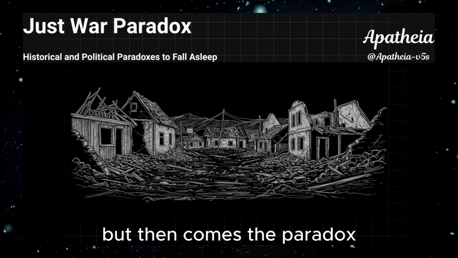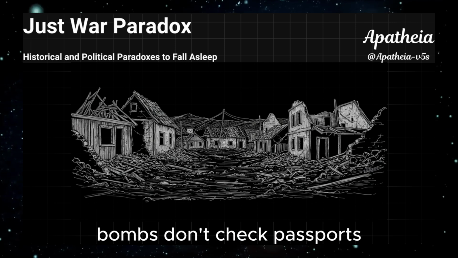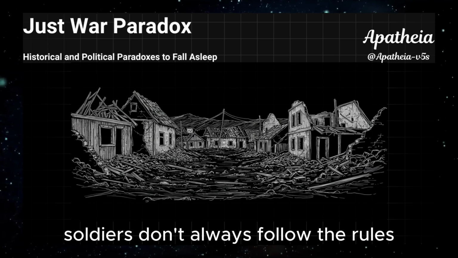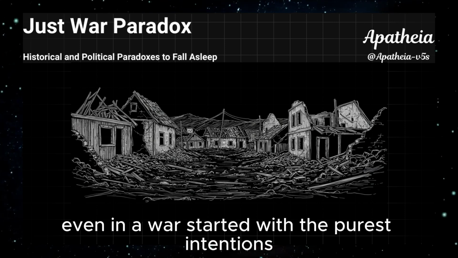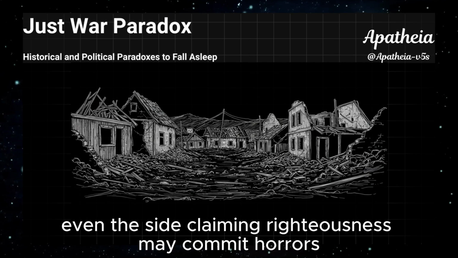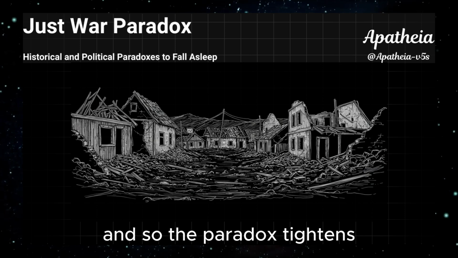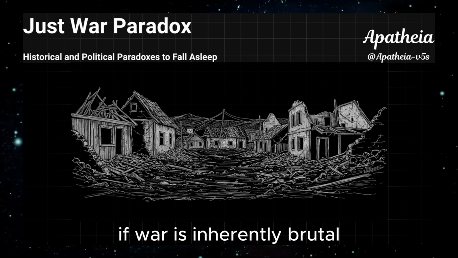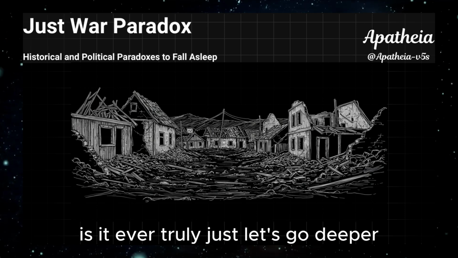But then comes the paradox, because war is chaos. War doesn't read charters. Bombs don't check passports. Soldiers don't always follow the rules, sometimes because they can't, sometimes because they won't. Even in a war started with the purest intentions, atrocities can follow. Even the side claiming righteousness may commit horrors. And so the paradox tightens. If war is inherently brutal, messy, and uncontrollable, then even if it begins justly, is it ever truly just?